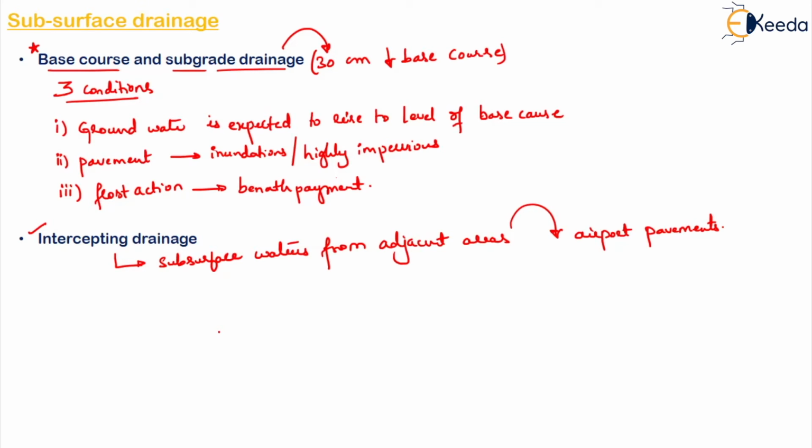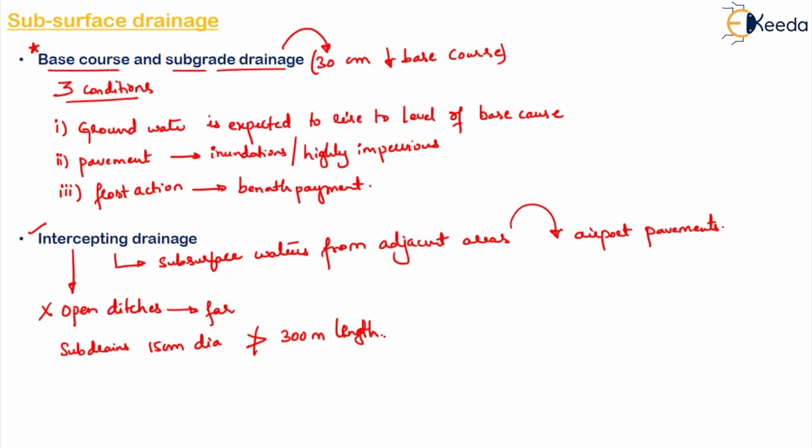Normally, it is very important that we do a proper investigation before providing or locating the intercepting drainage. We can provide the intercepting drainage by means of open ditches which are placed far away from the pavement area. If this is not possible, we then have to go for subdrains of 15 centimeter diameter, and this should not exceed a length of 300 meters. So this is how we can provide the intercepting drainage.